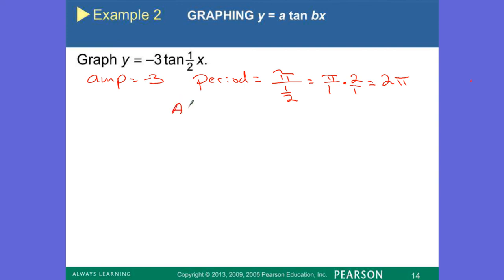Negative 2 pi, and then negative pi over 2 and pi over 2. So we've got to keep going because it's 2 periods. I'm only doing 1 period.